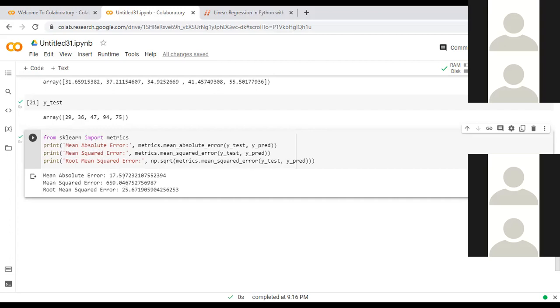So 17.56 is the mean absolute error. The mean square error is 65.9. We will not consider these two errors. We will consider only the root mean square error. So the root mean square error is 25.67. And these are the three error calculations.